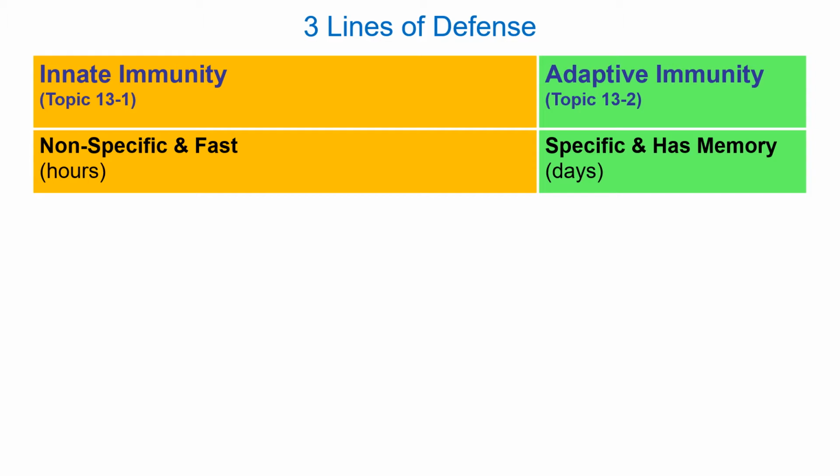So I usually do this on the board when we have a board, but we don't have a board today. So I want to talk about what we're covering today in topic 13, part 1, which is the innate immune system. So innate. This means something that you're born with. It's not specific to any particular pathogen, and because it's not specific, it's also very fast. It can react almost immediately.